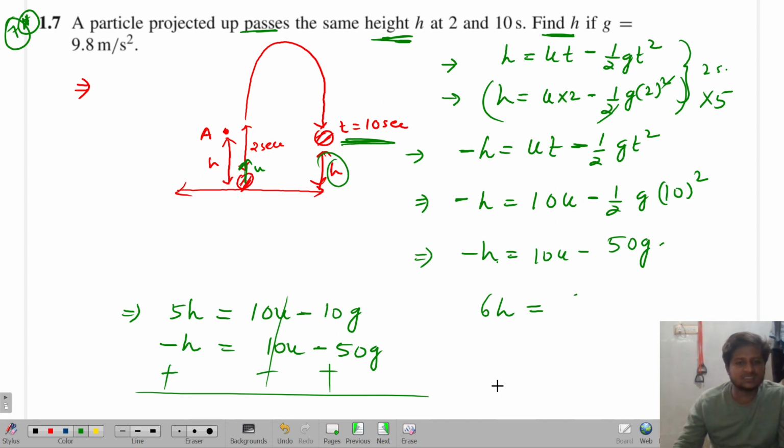Why is it coming like this? Did I make a mistake? Is there any kind of silly mistake I'm doing? The answer is no. Is the book making a mistake?